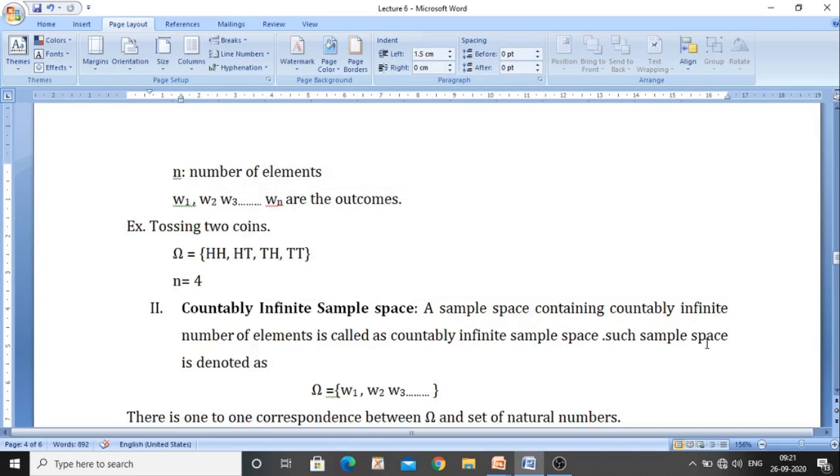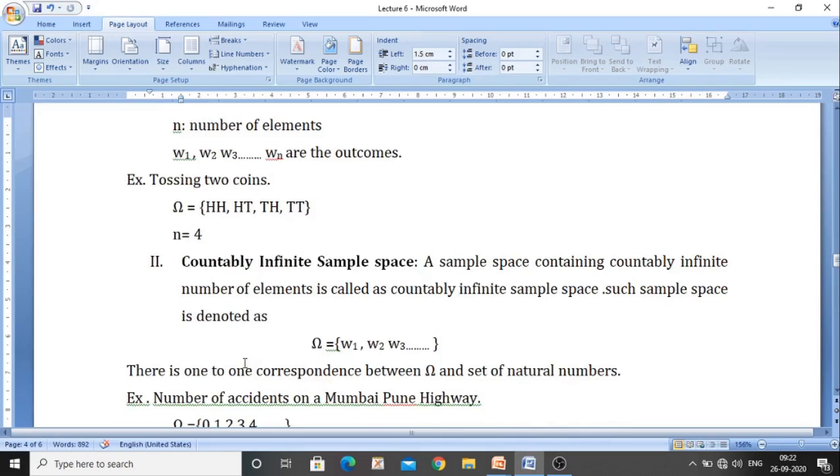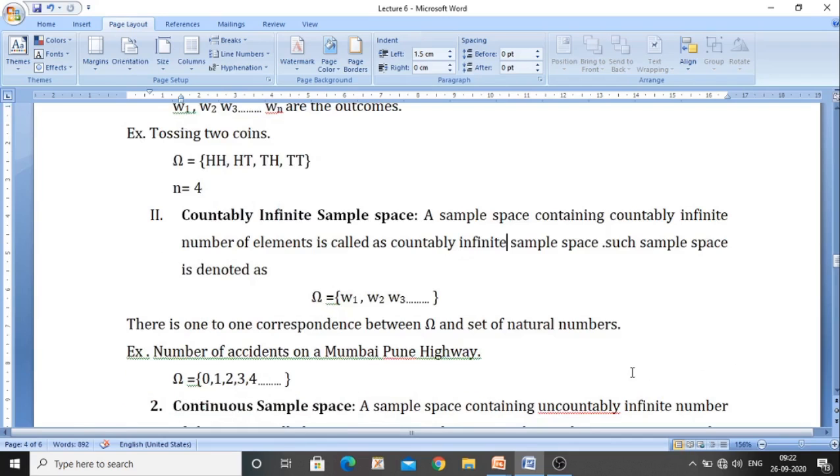Such a sample space is denoted by omega 1, omega 2, omega 3 and so on. Since these elements are infinite, we cannot tell the last one, and that's why there are dashes at the end. So it can go up to infinity. There is a one-to-one correspondence between omega and the set of natural numbers. Set of natural numbers means 1, 2, 3, 4. So the number of elements we can count.